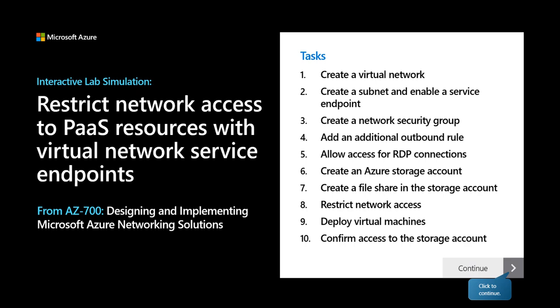Okay, welcome back again. After we complete the architecture part, now we have a good lab. So now we need to restrict the network access to platform as a service resource with the virtual network service endpoint. The virtual network service endpoint enables you to limit network access to some of the Azure service resources from your Azure virtual network subnet. You can also remove the internet access to the resources.